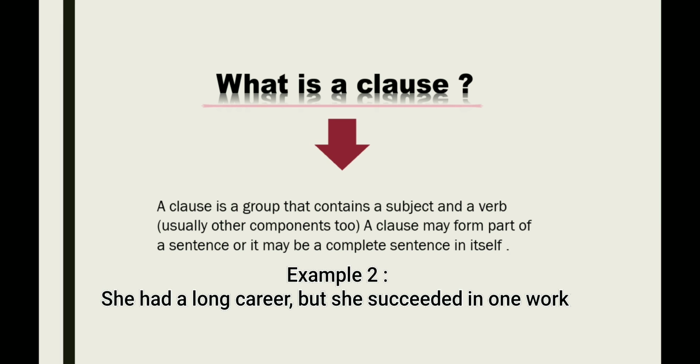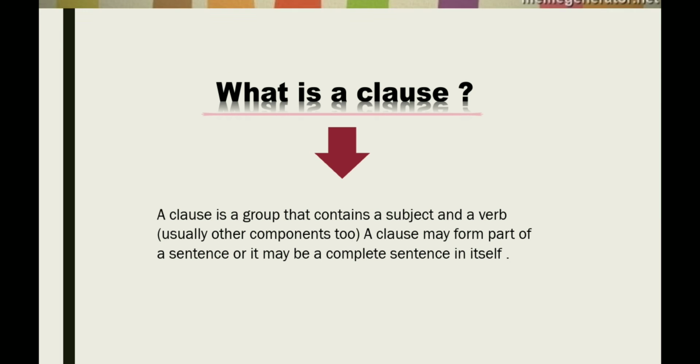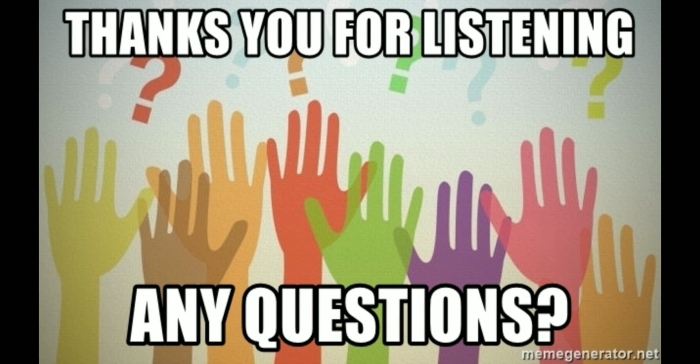For example, she had a long career, but she succeeded in one work. She had a long career, a main clause, but a coordinating conjunction. She succeeded in one work, main clause too. So this is a compound sentence, but you see how the clause can be part of the sentence or can be a complete sentence in itself.